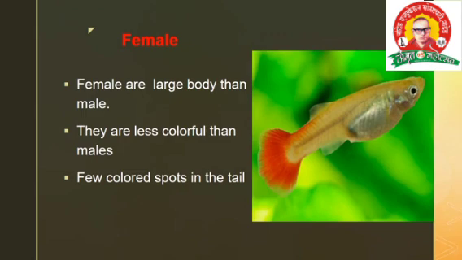They are less colorful than the males. Males are colorful, but the females are less colorful. Few color spots in the tail region, meaning the caudal region. This is about the points of male and female, that is the sexual dimorphism.